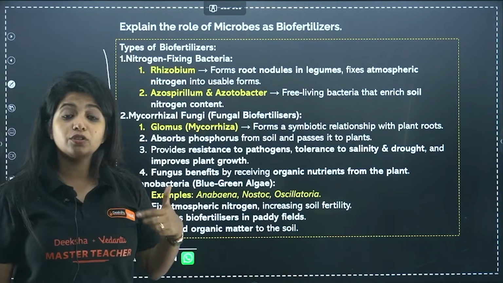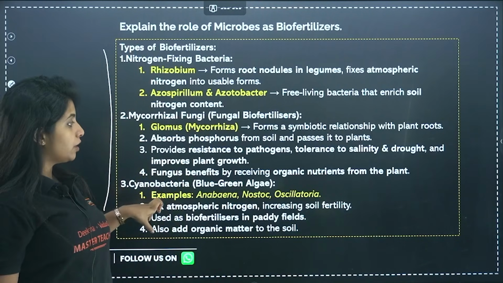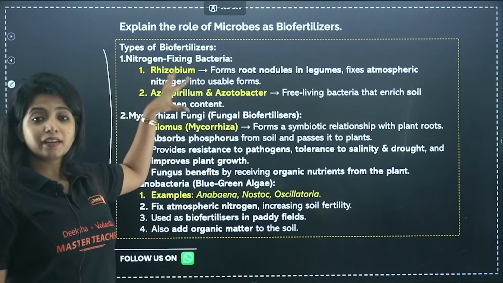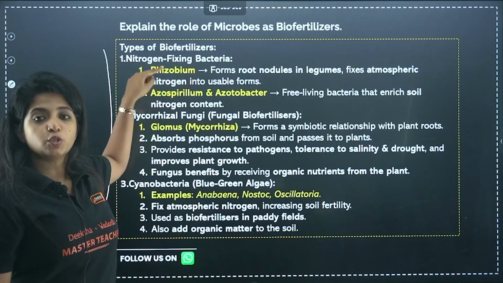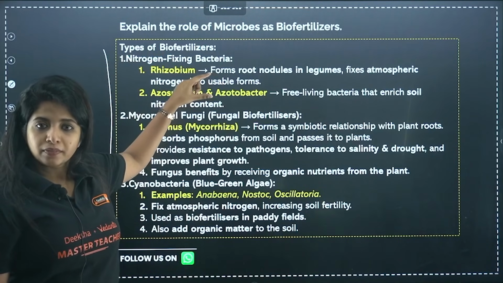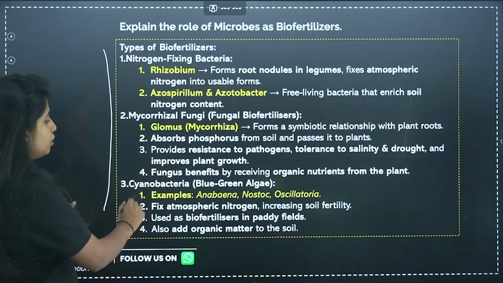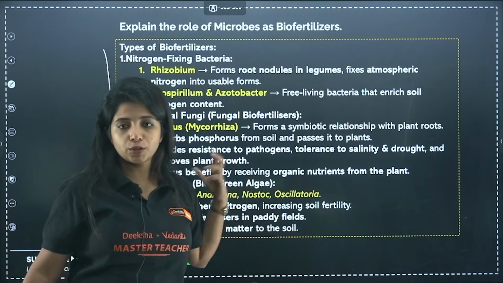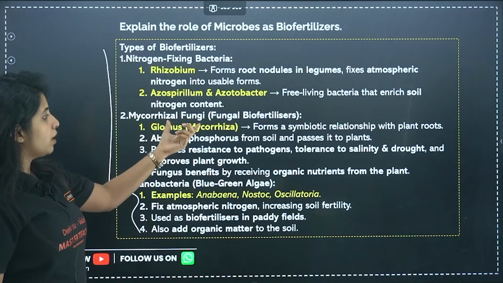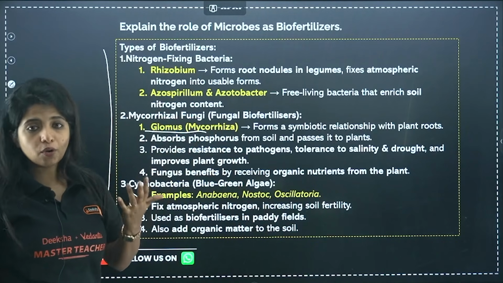If at all they are asking you what is a nitrogen fixing bacteria, remember cyanobacteria is also bacteria, this is also bacteria, but they are asking you about this bacteria: Rhizobium, Azospirillum, Azotobacter. Okay, if they are asking you what are the cyanobacteria that help in fixation, then you should be talking about Anabaena, Nostoc and Oscillatoria.